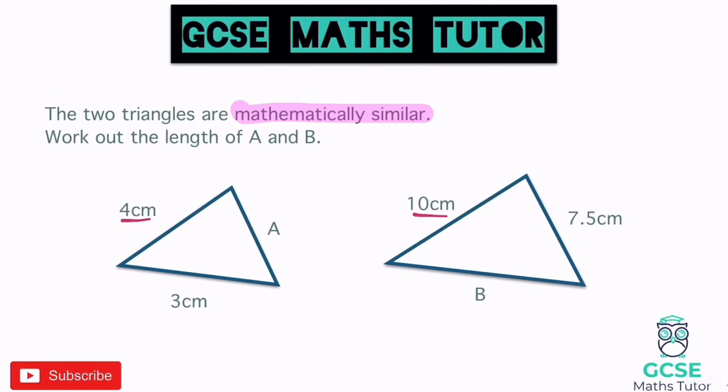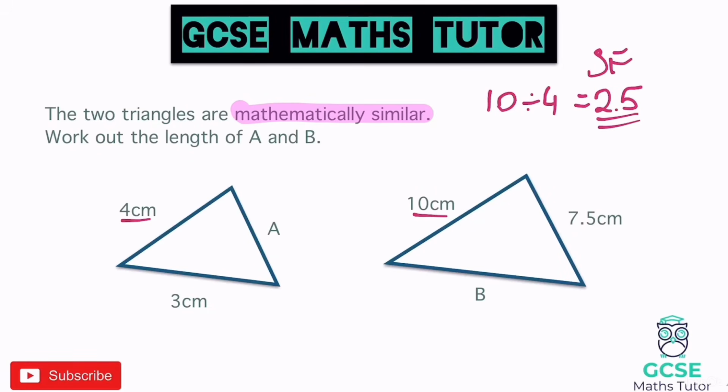So we always just do the big one divided by the little one. So 10 divided by 4, 4 fits in twice and a half, 4, 8, and then an extra 2, so it's 2.5. You might just get a whole number there, but there's my scale factor, and I always label that, I just say SF, so the scale factor is 2.5.